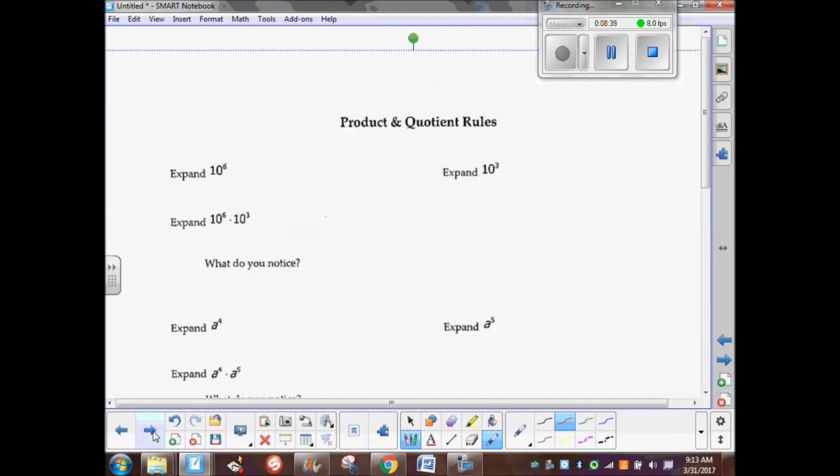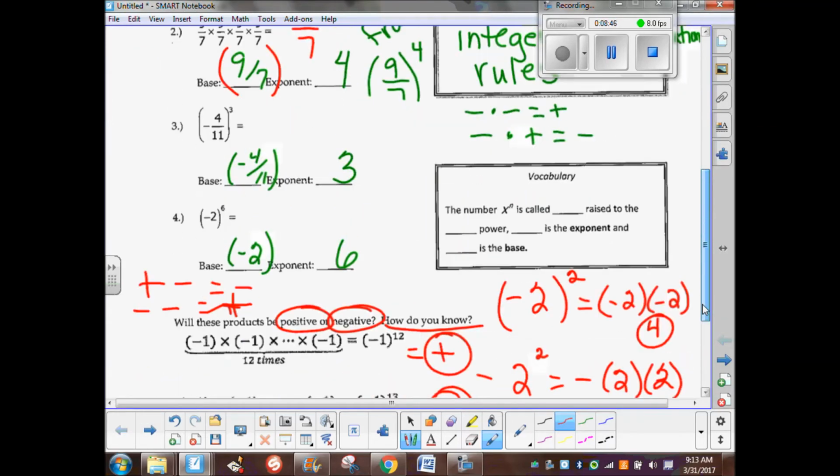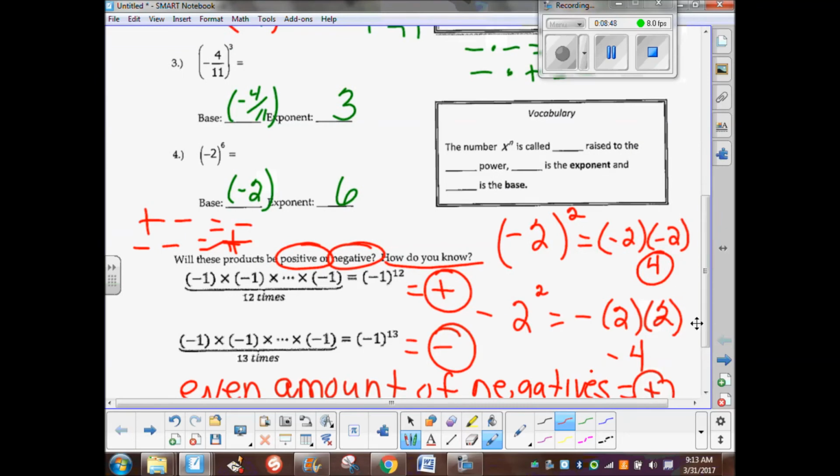All right. Oh, did I miss this little summary box again? Yeah. Okay. Go back. Sorry about that. Vocab. The number x to the n is called x raised to the nth power. n is the exponent and x is the base. Nth power, that means it could be anything. Okay.